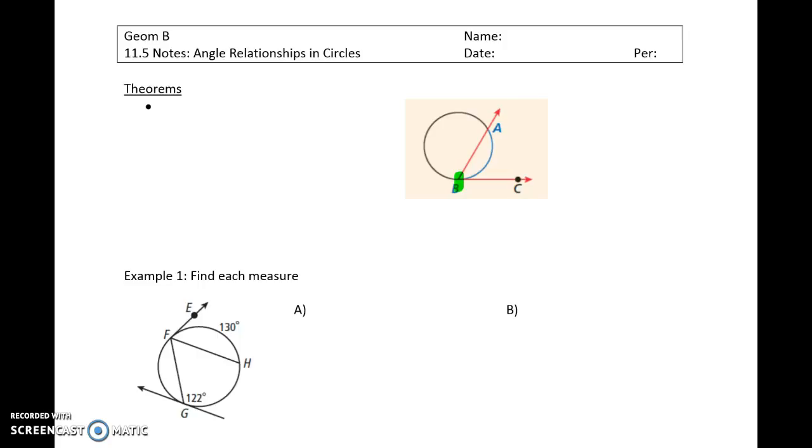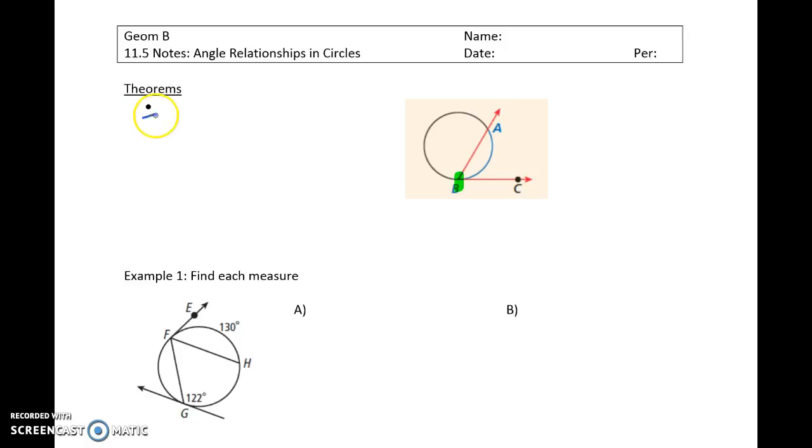So even though this is not what we call an inscribed angle because it's not made from two chords or two secants, now we have an angle that's created by a secant and a tangent line. The vertex is still on the circle, so it still has the exact same relationship.